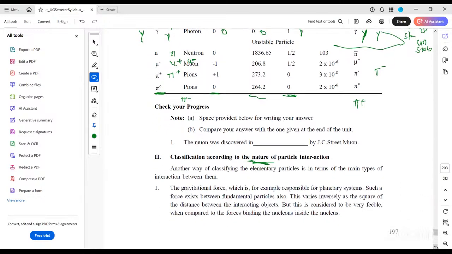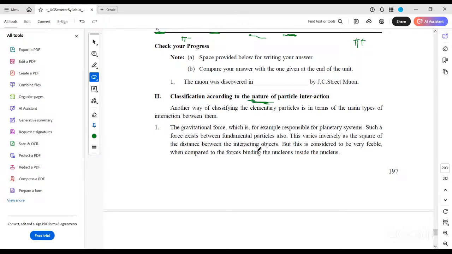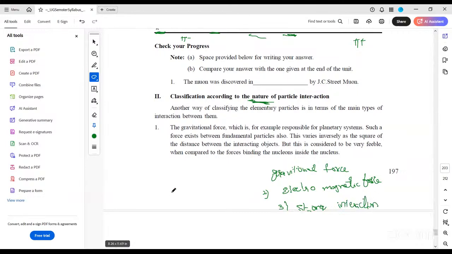Next one is based on nature. Nature means here 4 types of forces act. First one is gravitational force. Second one is electromagnetic force. Third one is strong interaction. Fourth one is weak interaction. Which type of interaction is there? First one is gravitational force.